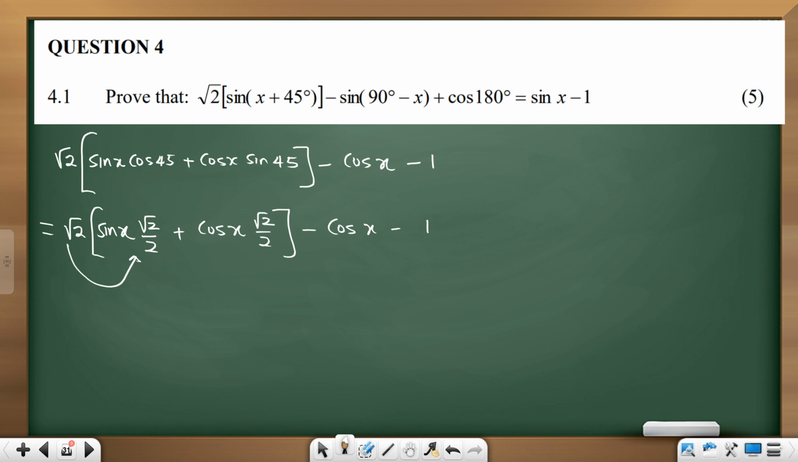Can we distribute? We don't know where we are going, but we are going to see. Root 2 times root 2 is 2. 2 divided by 2, 1. You can use your calculator to do that. What do you have? Sine x. Next one. Root 2 multiplied by all of those will give us 1. What do you have? Cos x. Oh, we're done with the bracket. Drop that. Negative cos x minus 1.